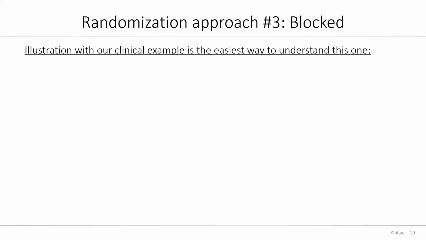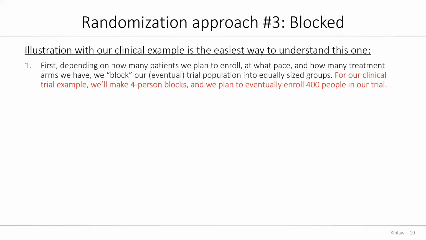So the first thing is that the study team has to decide how many patients they plan to enroll in their trial and at what pace. They also have to enumerate their treatment arms. This could be 2 or more depending on the study question. Adapting our clinical trial example for today, let's say we plan to enroll 400 people into our trial and we have 2 treatment arms, oral and IV antibiotics. Based on our trial size and our time frame for rolling out the trial, we've decided to make blocks containing 4 people at a time.